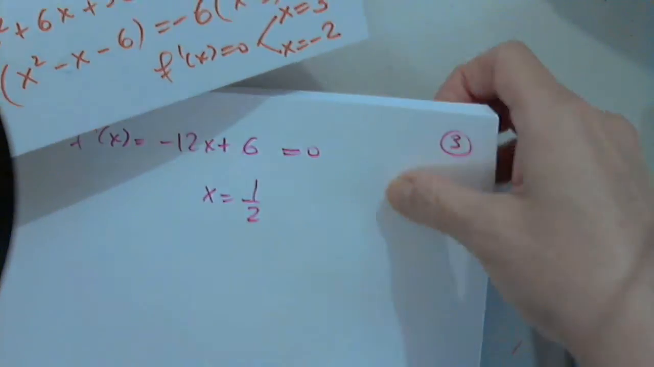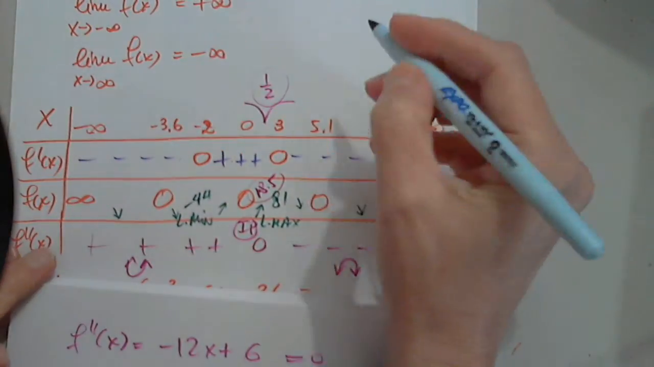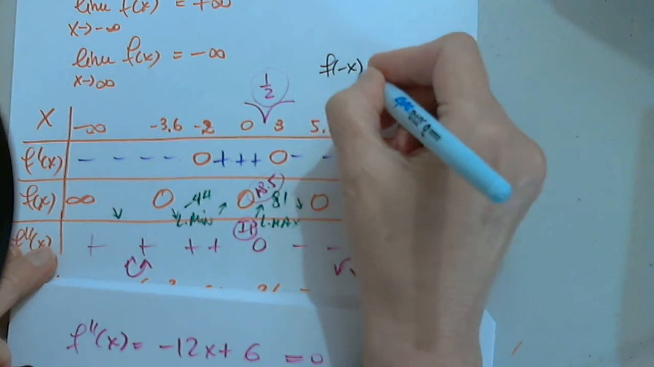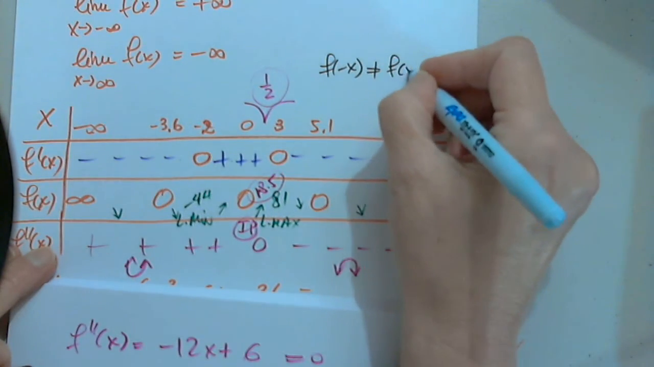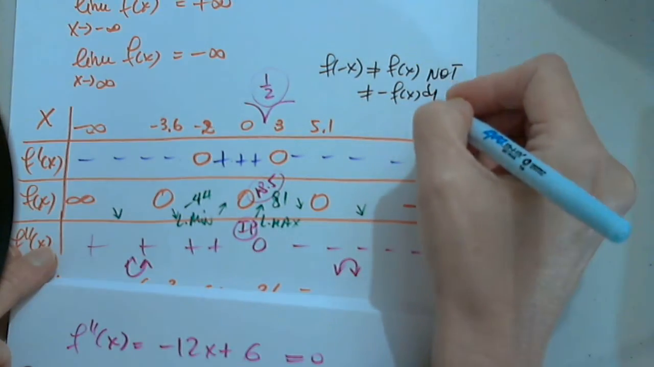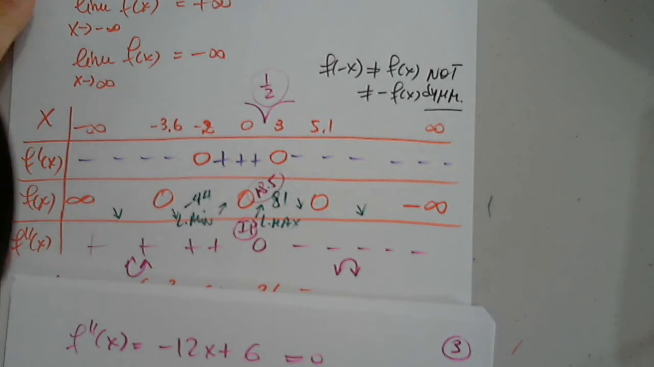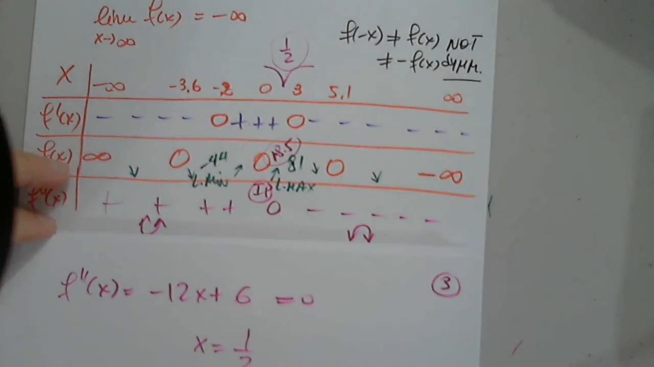I only need my table. The function is not symmetric. We can plug in, so I'm gonna, but I have to write here somewhere. f of negative x does not equal f of x, and it does not equal negative f of x, not symmetric. Okay, that's all I need, my table.